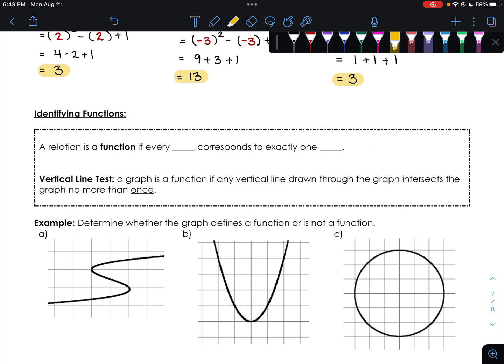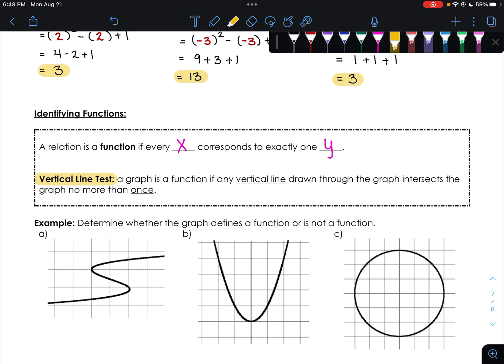Lastly, the next part is identifying functions. A relation is a function if every x value corresponds to exactly one y value. Basically, what that's telling us is that our x's can't repeat. To determine this on a graph, we are going to use what we call the vertical line test. A graph is a function if any vertical line drawn through the graph intersects the graph no more than once.